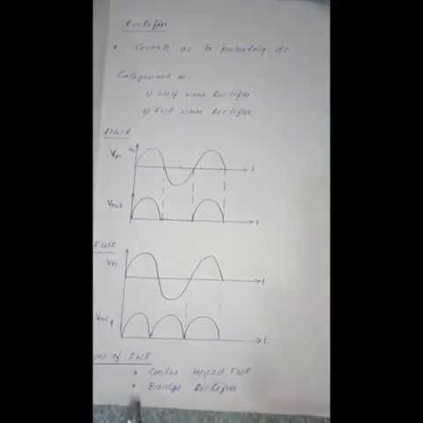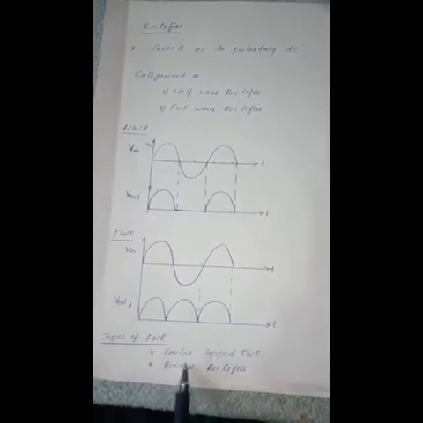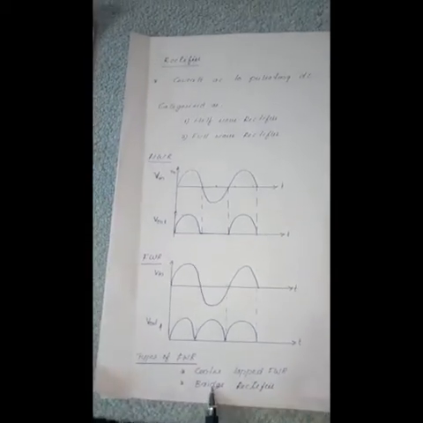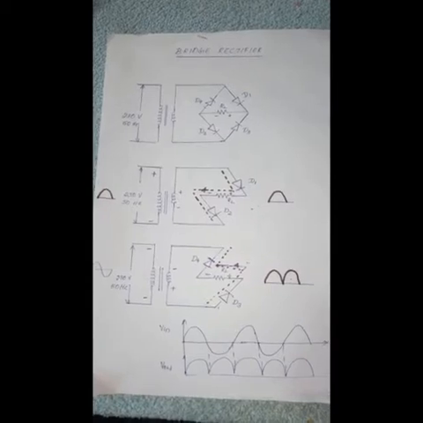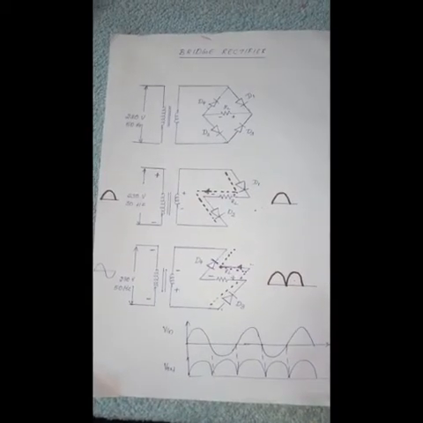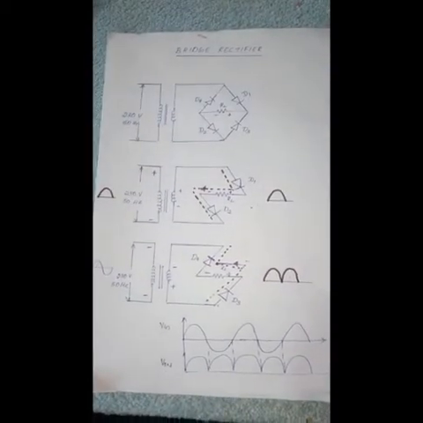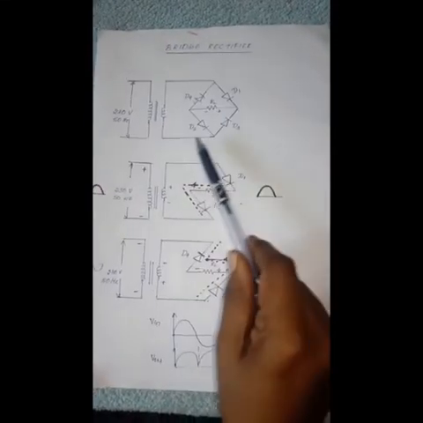There are two types of full wave rectifier. One is center tap full wave rectifier and the other one is bridge rectifier. So in our syllabus, we have to study only the bridge rectifier. So this is the circuit diagram for a bridge rectifier.